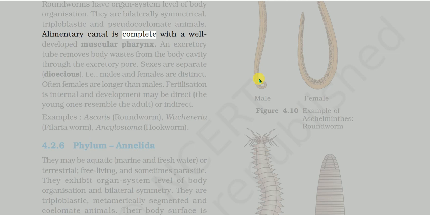Alimentary canal is complete with a well-developed muscular pharynx. An excretory tube removes body wastes from the body cavity through the excretory pore. Sexes are separate, dioecious, i.e., males and females are distinct. Often females are longer than males. Fertilization is internal and development may be direct, the young ones resembling the adult, or indirect. Examples: Ascaris, roundworm; Wuchereria, filaria worm; Ancylostoma, hookworm.